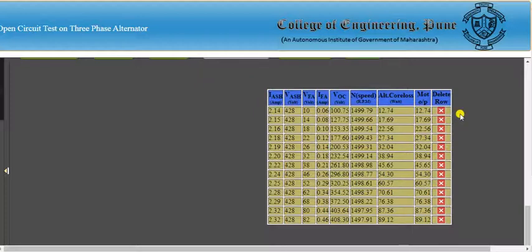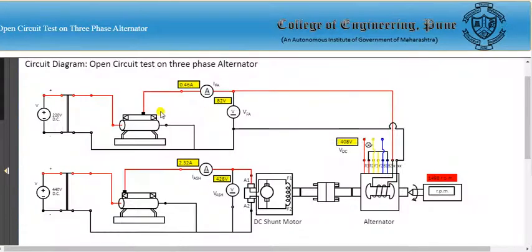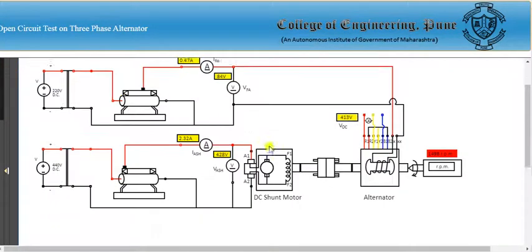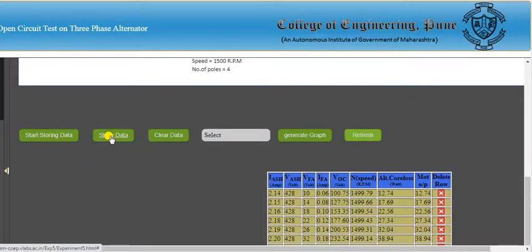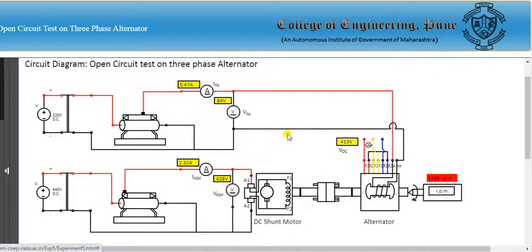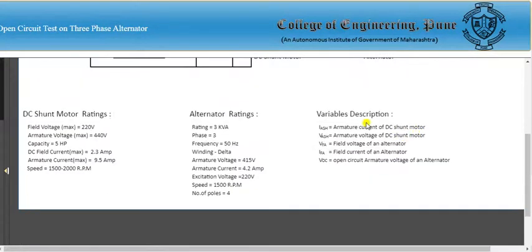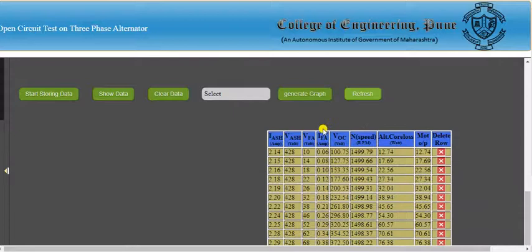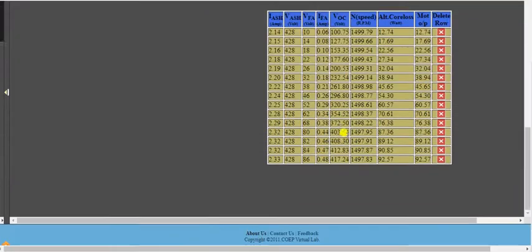Then this is a different column, the next row of the observation table. Then again increase to 413 volt. Now it becomes 413 volt and 415 volt is the ultimate. Okay, 417. Now leave this circuit. Don't do anything now. At 417 volt we have already reached the rated voltage. Show data, and this is the observation table.